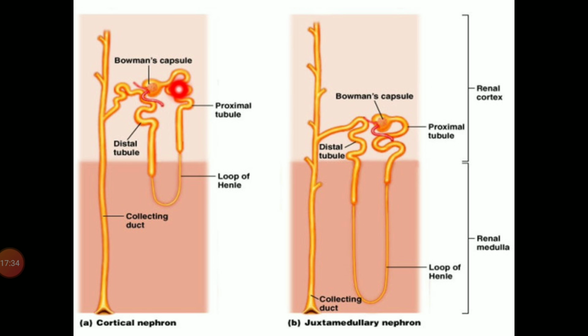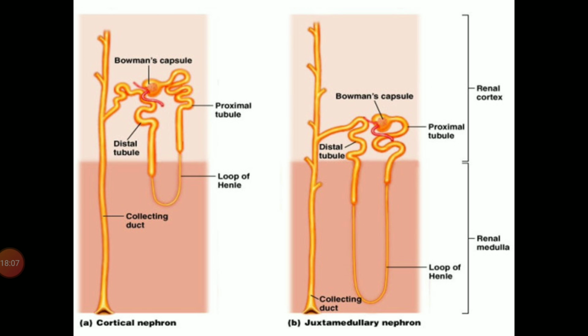Let us see the cortical nephron. Its Bowman's capsule and most of its part are in the renal cortex only. Here you can see that the lighter pink portion is the renal cortex and the darker one is the renal medulla. In the cortical nephron, the nephron starts from the cortex only, and then there is the shorter loop of Henle, followed by the distal tubule and then the collecting duct.